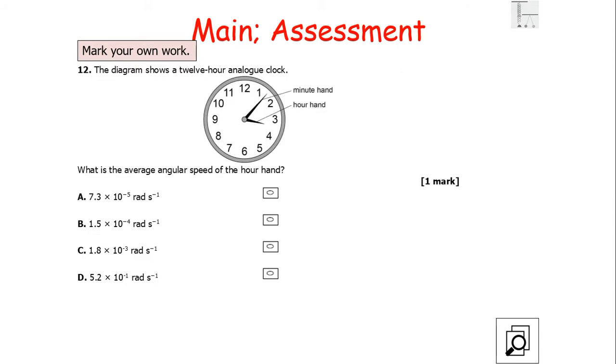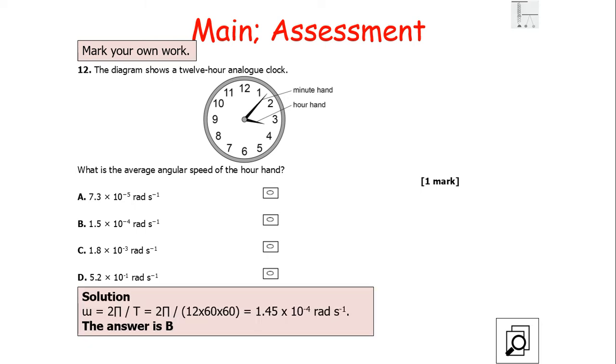Right, the diagram here shows a 12-hour analog clock. What's the average angular speed of the hour hand? Well, we know that angular speed, omega, is 2 pi over T, so it's 2 pi over the time it takes to go around the clock once, which is 12 times 60 times 60, because we work in seconds in physics. Remember, it goes around the 12-hour clock, not 24. Okay, so you work it through to be 1.45 times 10 to the minus 4 radians per second.